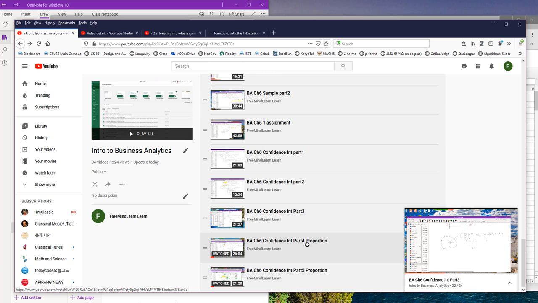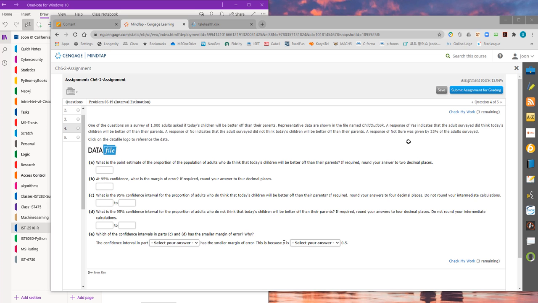Confidence interval for population proportions. Okay, so that's problem number 3. Now let's look at problem number 4. This problem is interval estimation of population proportions.